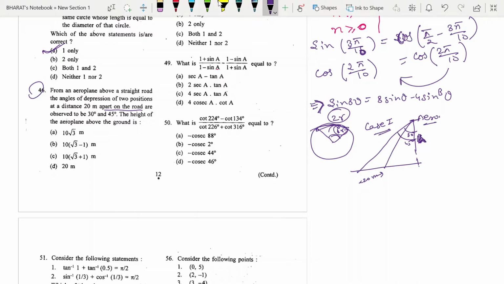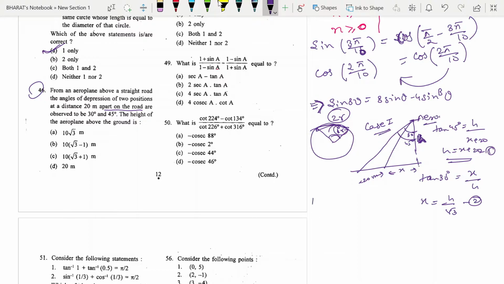Here we can write tan of 45 degree is h upon x plus 20, where x is this distance. So h will be equal to x plus 20. Very easy. Now for tan 30 degree, tan of 30 degree will be equal to x upon h, isn't it? Therefore x will be equal to h by root 3. Quite simple.